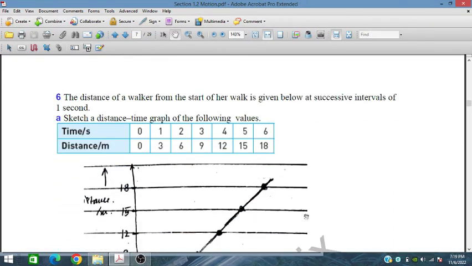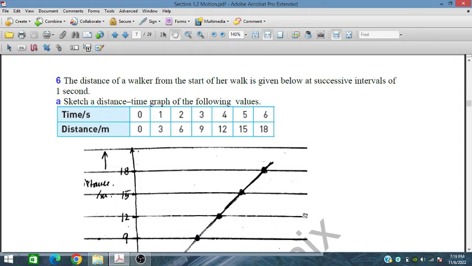Now question number 6. The distance of a walker from the start of her walk is given below at successive intervals of 1 second. Here we can see she is starting from 0, 0. So at time t equal to 0, the distance is 0. She is in the rest state, and after 1 second she travels 3 meters. After 2 seconds 6, after 3 seconds 9, eventually after the 6th second 18.